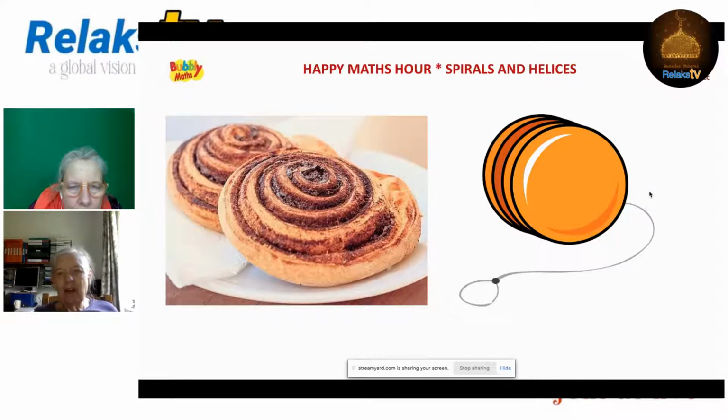And the yo-yo, a nice orange one for you. You like orange, don't you? Much appreciated. And the yo-yo goes up and down. It's a lovely toy, and I think the principle is one of a helix, though I'm not 100% sure about that.